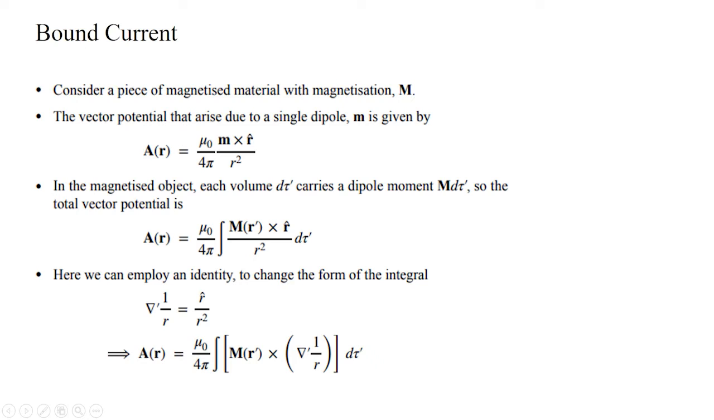Consider a piece of magnetized material with magnetization M. The vector potential that arises due to a single dipole M is given by A of R equal to mu naught by 4 pi, M cross R cap divided by R square.